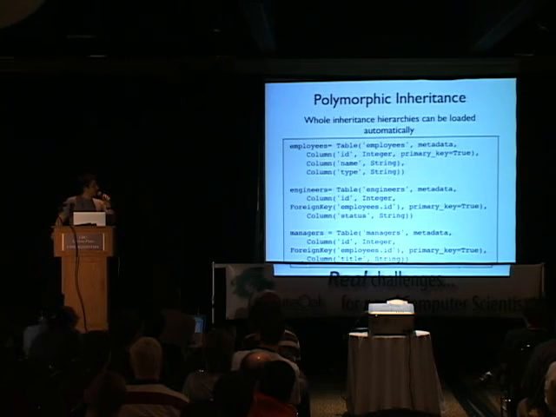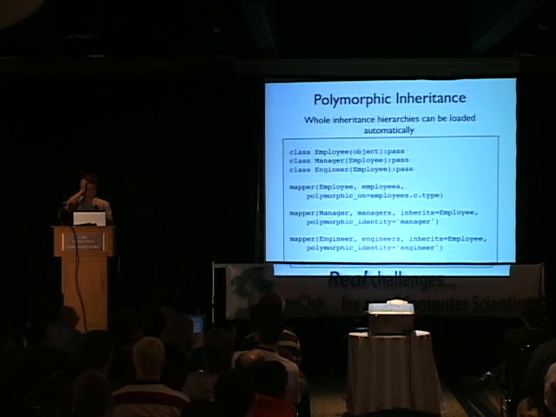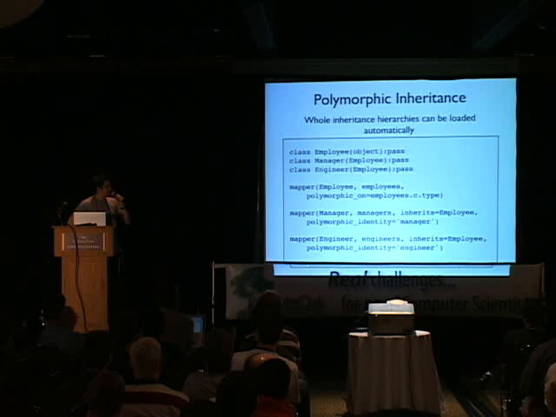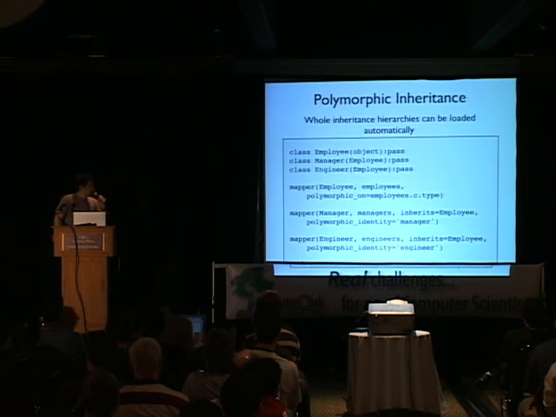The employees table has a column called type, which gives us a clue as to which subtable to look in for a subclass when we load. Here's a mapping. Employee class, manager, and engineer class. The mapping is not using any kind of optimization. It's just going to do a very basic load. We're not adding any joins or any weird select statements in the mapping. You just tell it which column is the discriminator for the polymorphic load, and then you give each subclass its identity.